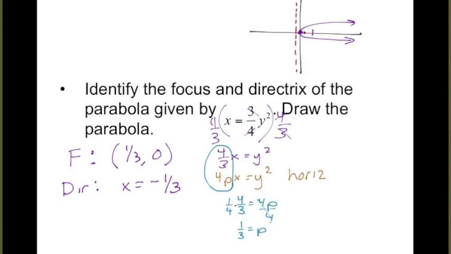Questions? Your p-value can also tell you the direction. A positive p-value will face up or right because those are positive directions. A negative p-value would face down or left because those are negative directions. So by looking at the p-value, we can tell both the width and the direction of our graph.